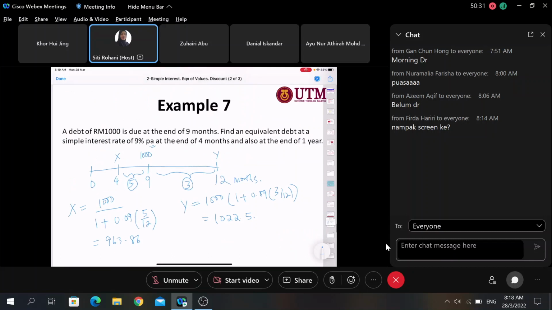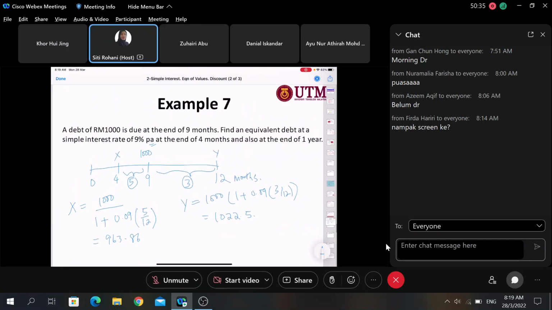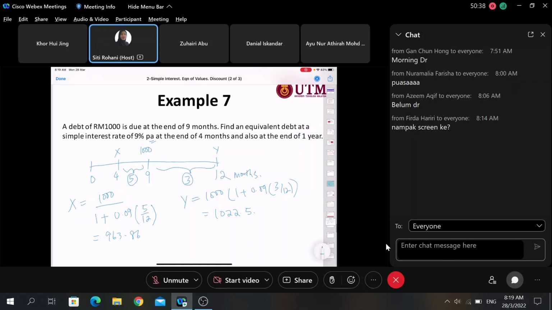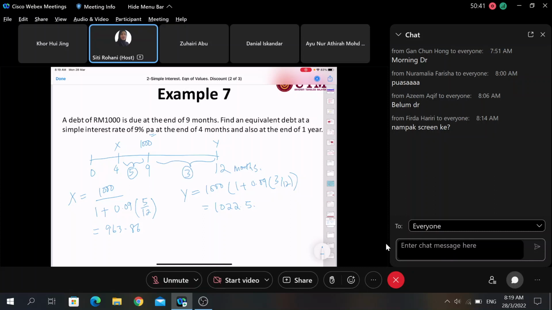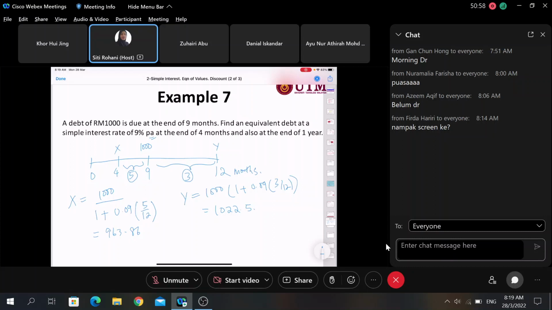Okay, so now let's look at example 7. I forgot to erase this one, but it's okay, I don't have to rewrite this again. So example 7: a debt of RM1,000 is due at the end of 9 months. This means you need to pay this 1,000 at the end of 9 months, so your 1,000 should be at the 9 months. Sometimes students get confused and think this 1,000 is at time 0. No, this 1,000 should be at the end of your 9 months.